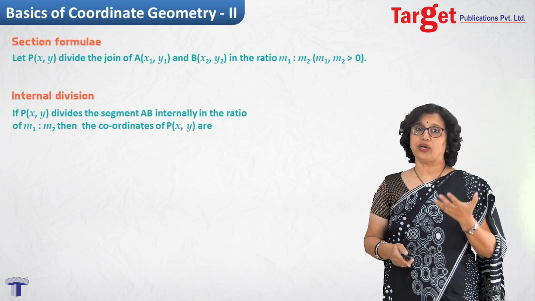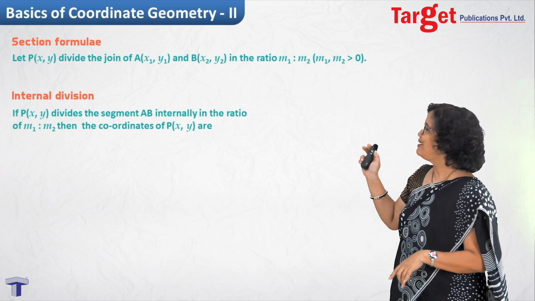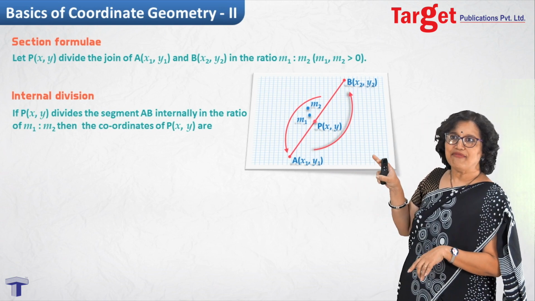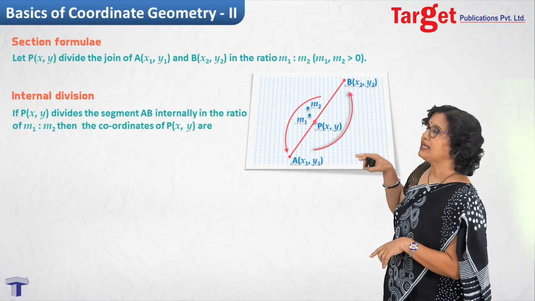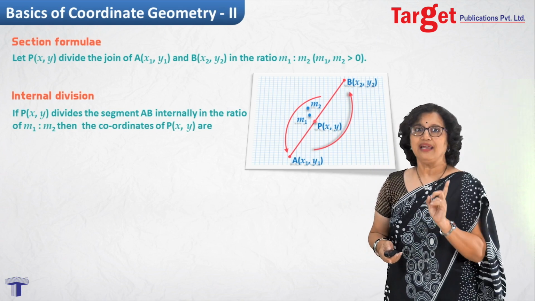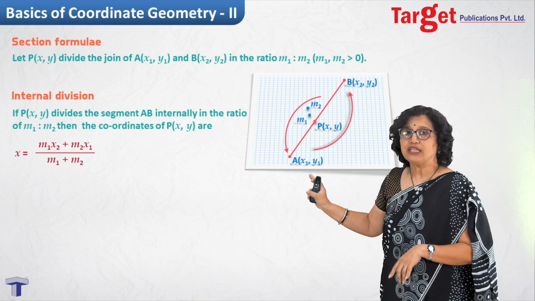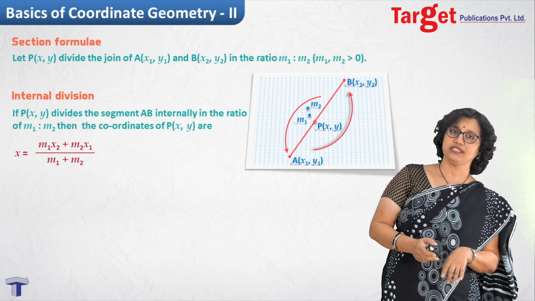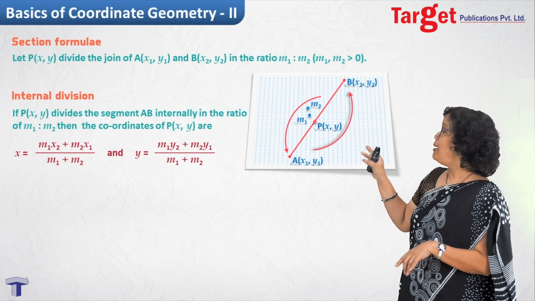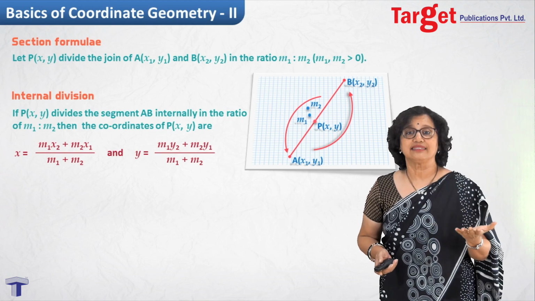And then how do we find the coordinates of point P? That means point P divides the join of A and B internally in the ratio m1 is to m2. The picture would look something like this. I have written m1 between A and P and m2 between P and B, and I'm saying P divides AB internally in the ratio m1 is to m2. The formula is x equals (m1 x2 plus m2 x1) upon (m1 plus m2), and similarly y, the coordinate of point P, is (m1 y2 plus m2 y1) upon (m1 plus m2). That gives you the coordinates of point P, that is x and y.